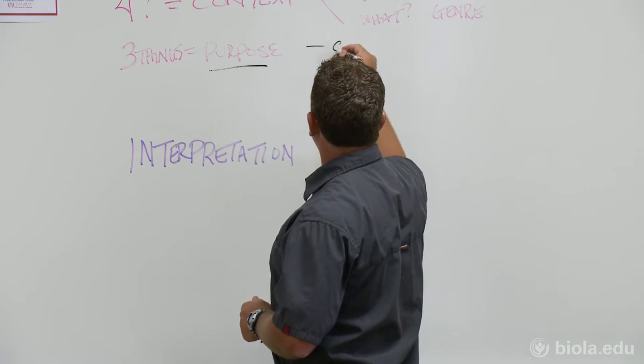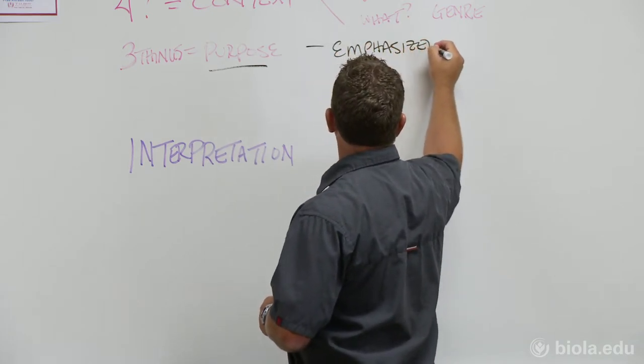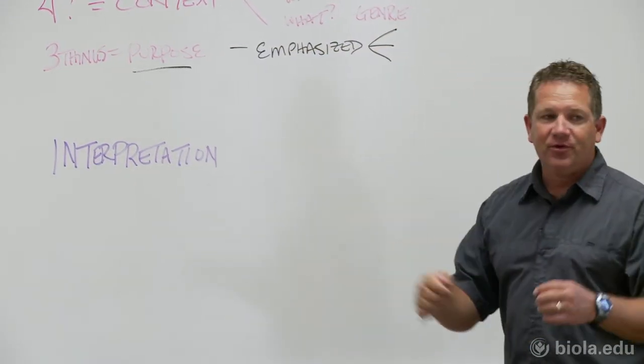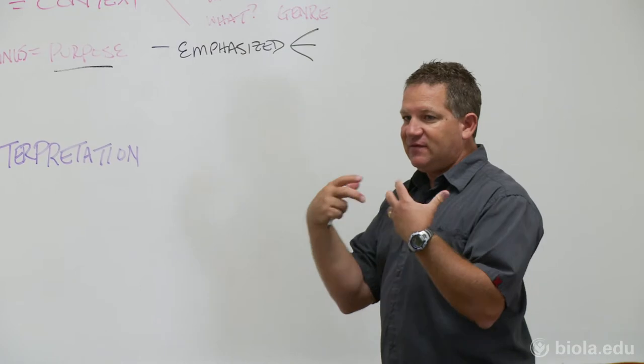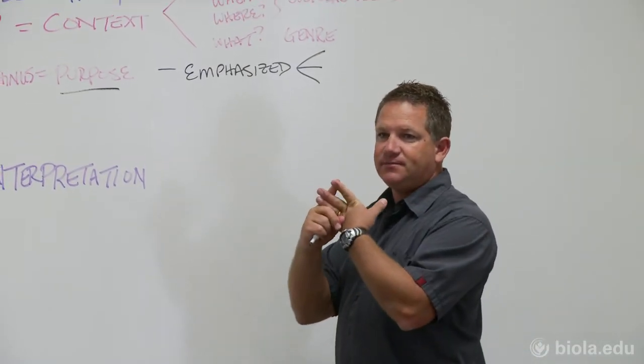And we look for things that are emphasized. Now that's the same idea of what's important. So to help us understand what's emphasized, there are three clues that God gave us. They say this is more important than other things. What are some of those three clues?